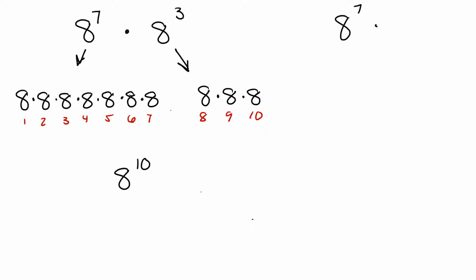The shortcut method had us taking that problem and then adding the two exponents together. So we would add 7 plus 3, which is 10. Keeping the base number the same, 8, adding our exponents gets us the same answer, 8 to the 10th power.